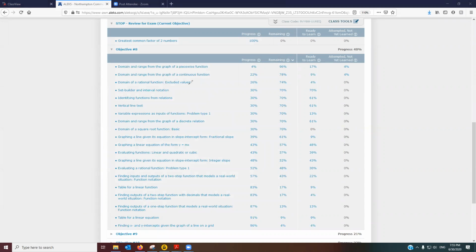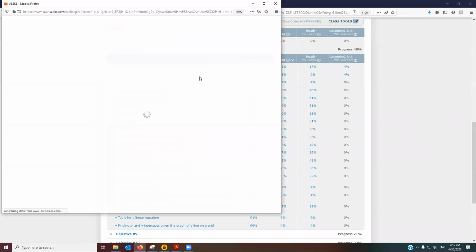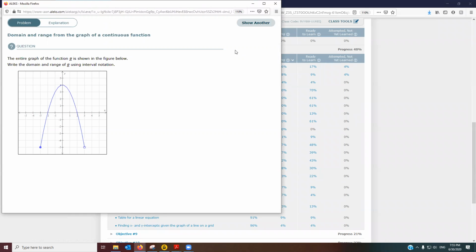How about if we do a couple of domain and range questions? And let me go to, let's do this, a continuous function. All right, so they're asking us here for the domain and range. And they want us to write it in interval notation. All right, well, here's what we have to do. For the domain, it's going to be the set of x values. Really, you're asking yourself, what about all the x values that would fall on this graph?